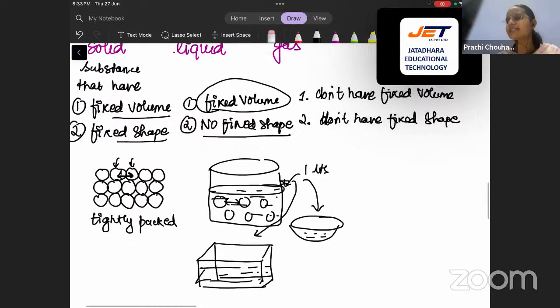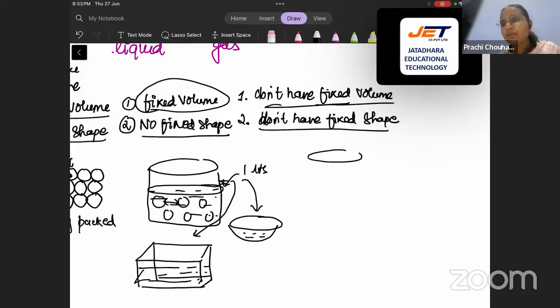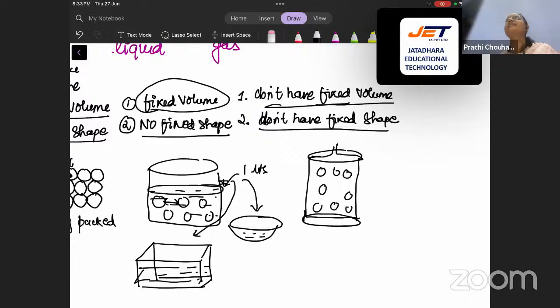Now let's come to the gases. So what are we saying for gases? We are saying that they don't have a fixed volume, and also they don't have a fixed shape. Now what does that mean? Let's suppose I take a cylinder. The drawings are not accurate, but just assume that it's a cylinder, right? Suppose I have some gas in this cylinder. These molecules will occupy all the space that is available to them.